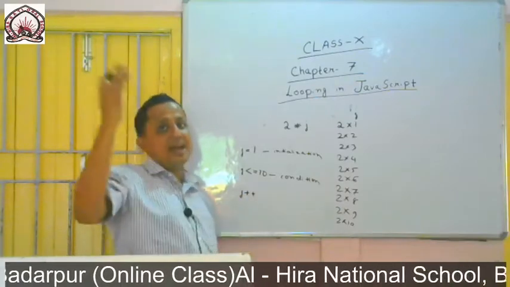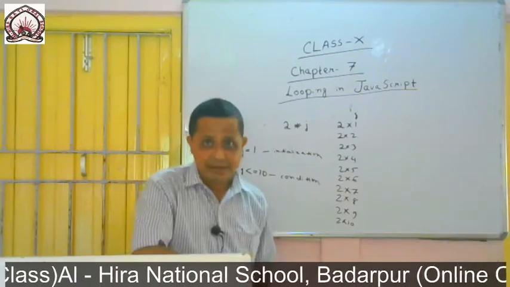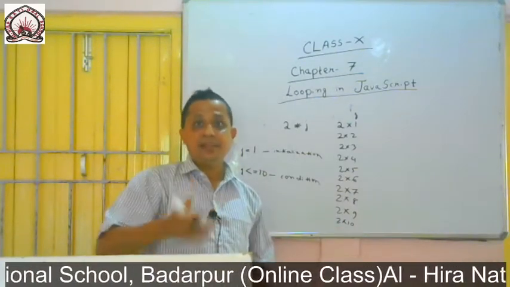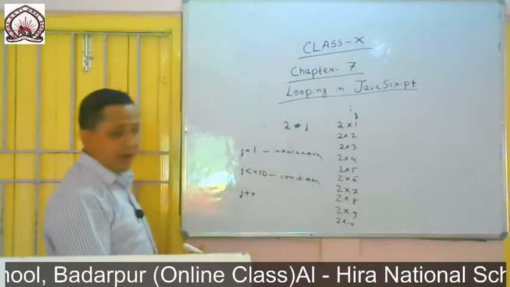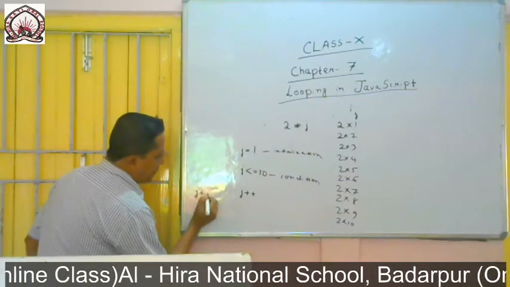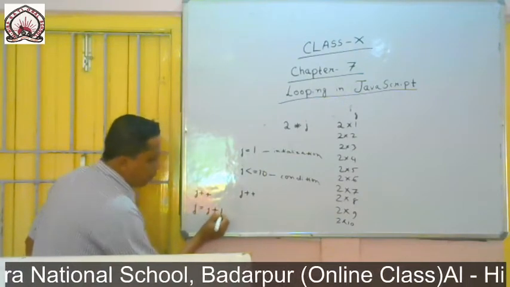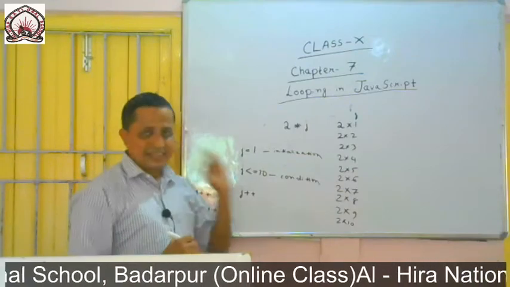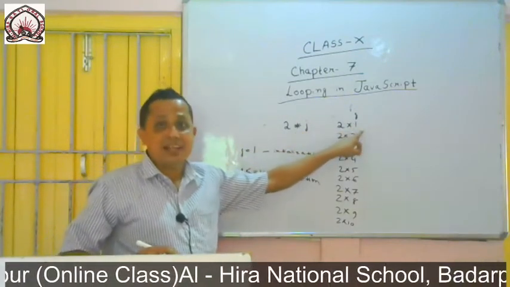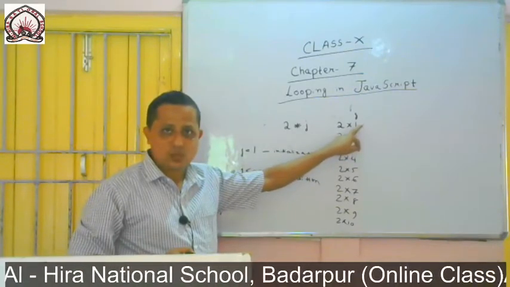If you remember, earlier I discussed in my earlier chapter about increment and decrement. Increment means increase, decrement means decrease. j plus plus means j is equal to j plus 1. You can just see here, the initial value of j was 1.